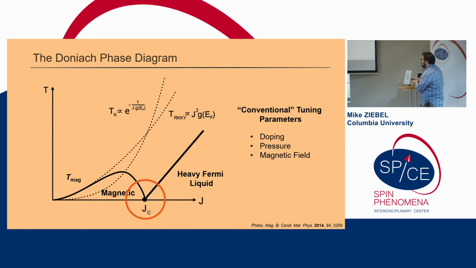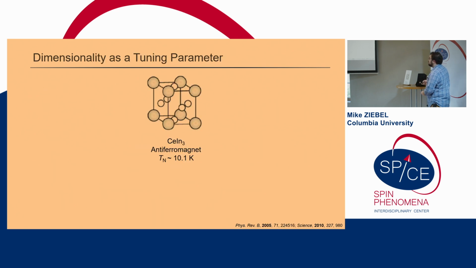So conventionally, the way we would tune along this x-axis is using things like doping or pressure or magnetic field, all of which can be used to destabilize the magnetism in favor of a stronger Kondo effect. But a more recently established tuning parameter is the idea of dimensionality.